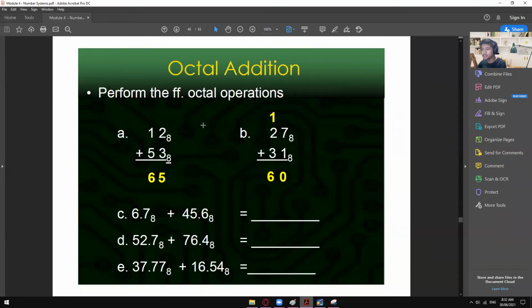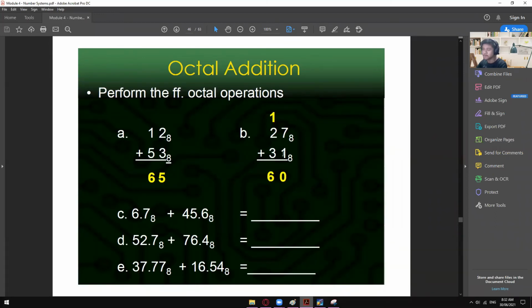So the next one is octal addition. So we also have octal addition. In here, everything seems normal. 2 plus 3 is 5. 5 plus 1 is 6. So I guess you don't have a problem with letter A. But on letter B, 7 plus 1 is 10. So carry 1, bring down 0. 1 plus 2 plus 3 is 6.